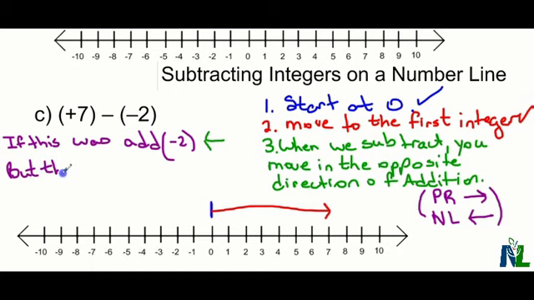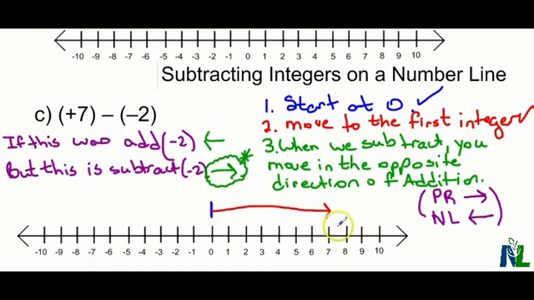So this is subtraction. So we need to do the opposite. That tells us that we need to move in that direction. We need to move to the right. So I'm going to draw a cloud around this, highlight it, so it tells me what I need to do.